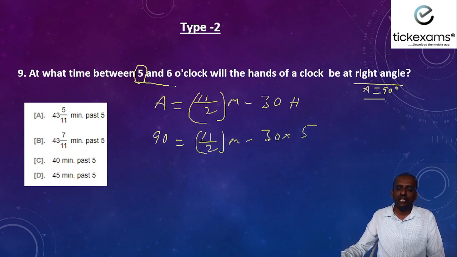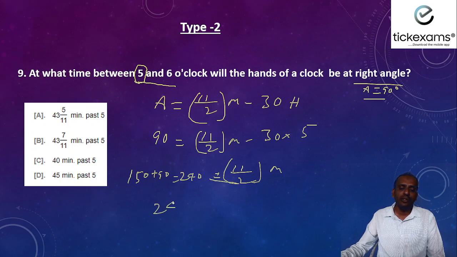Fine. So 5 into 30, this will be 150. So minus 150 comes this side, becomes plus 150. So plus 150 plus 90, which is nothing but 240 is equal to 11 by 2 m. Now this gets cross multiplied, it will become 240 into 2, this 11 will come down, divided by 11. So it will be 480 by 11.